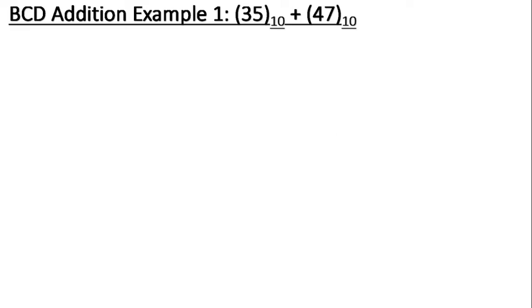Hello friends, in this particular lecture we will see BCD addition and BCD subtraction along with the relevant theory and the examples. So let us start first of all with BCD addition. Example number 1, which is 35 plus 47. The numbers are deliberately shown in the decimal form here.